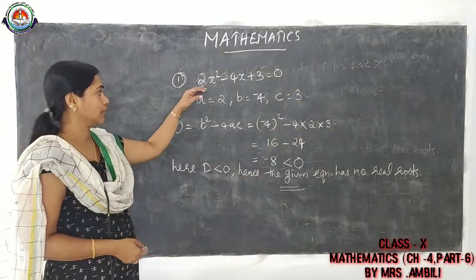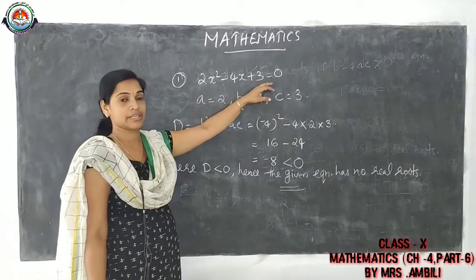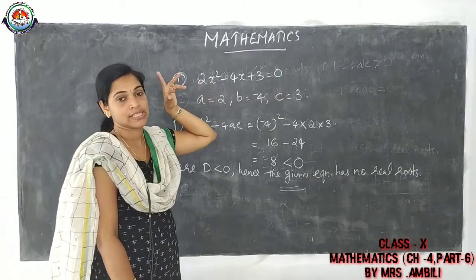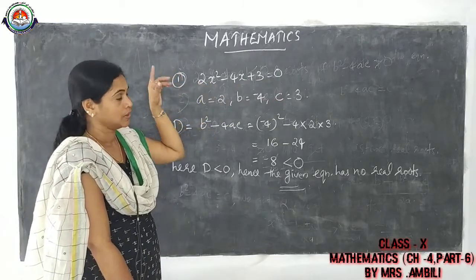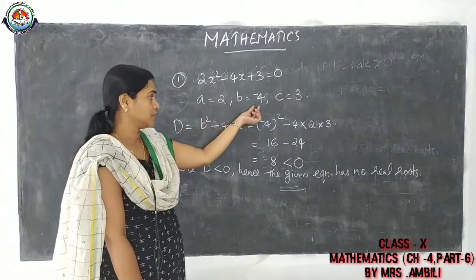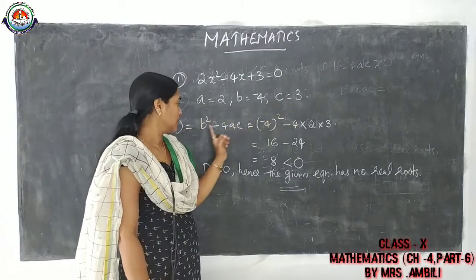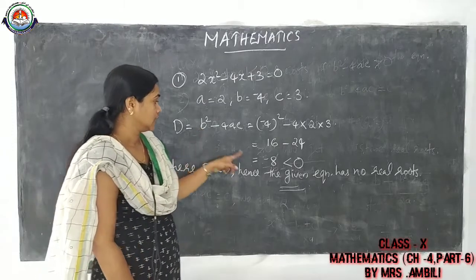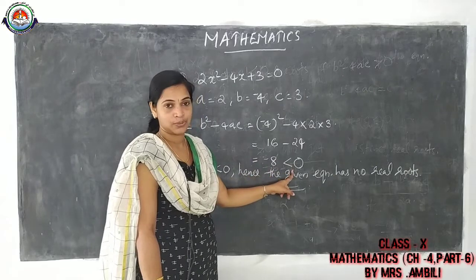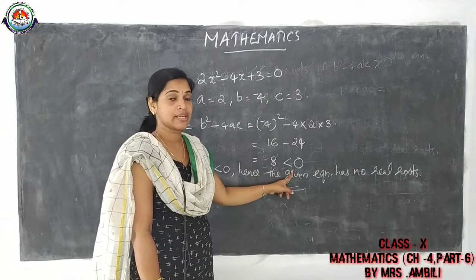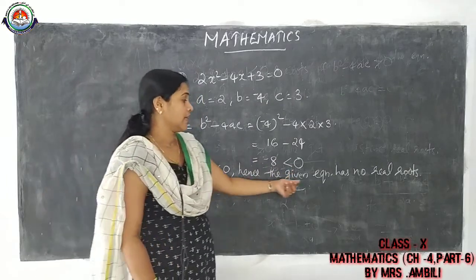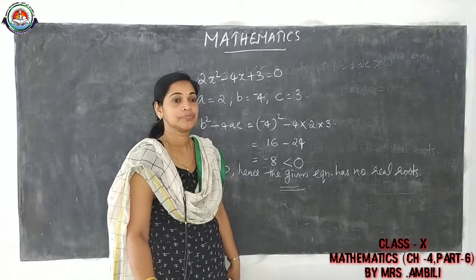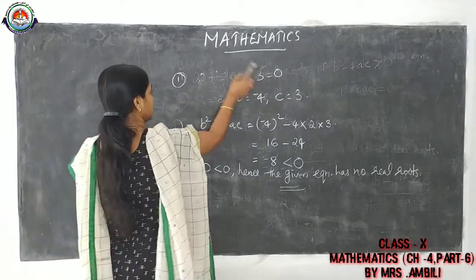Clear? So, the given equation is 2x square minus 4x plus 3 equals 0. You need to compare the given equation with our ax square plus bx plus c equal to 0. So, we get a equal to 2, b equal to minus 4, c equal to 3. Then you need to find the value of b square minus 4ac. We get minus 8, that is less than 0. If the discriminant is less than 0, the given equation has no real roots. Clear? Okay.